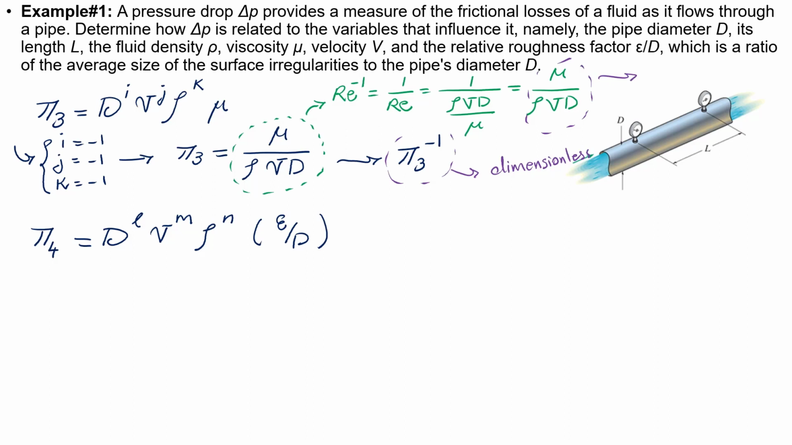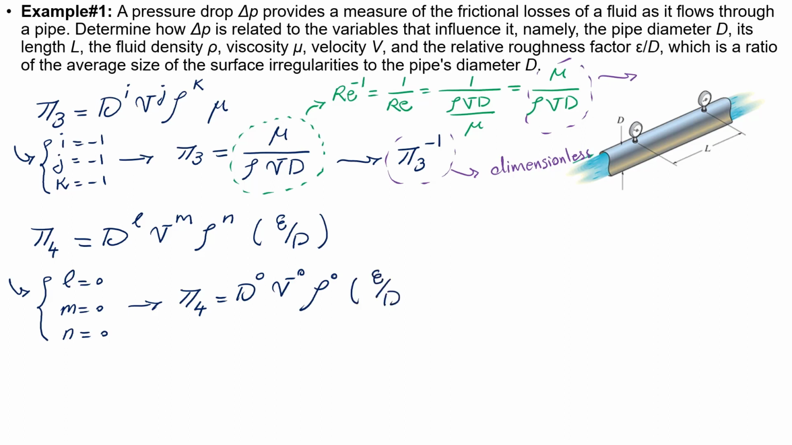Perfect. So solving this equation, I'm not going to go over all details, just going to tell you that L will end up to be 0, m would be 0, and interestingly, n is also 0 too. So when you write the equation for pi 4, it would be d to the power 0, v to the power 0, rho to the power 0 times epsilon divided by d. So all the zeros, these are basically all 1. So your pi 4 is, interestingly, epsilon over d.